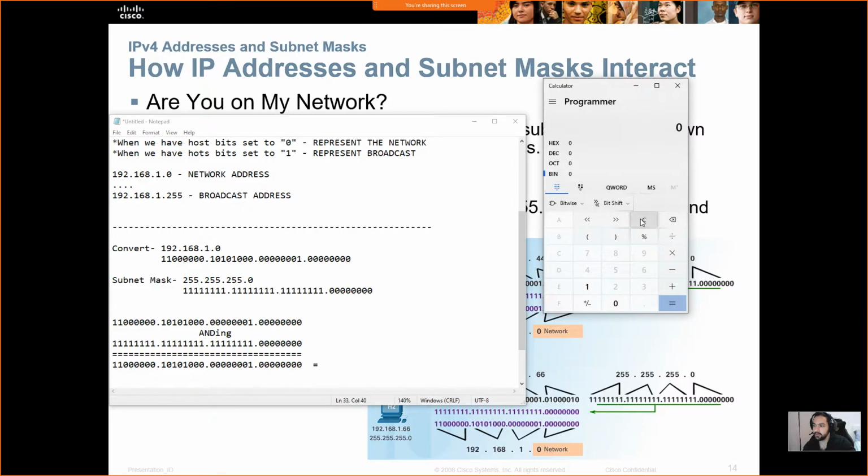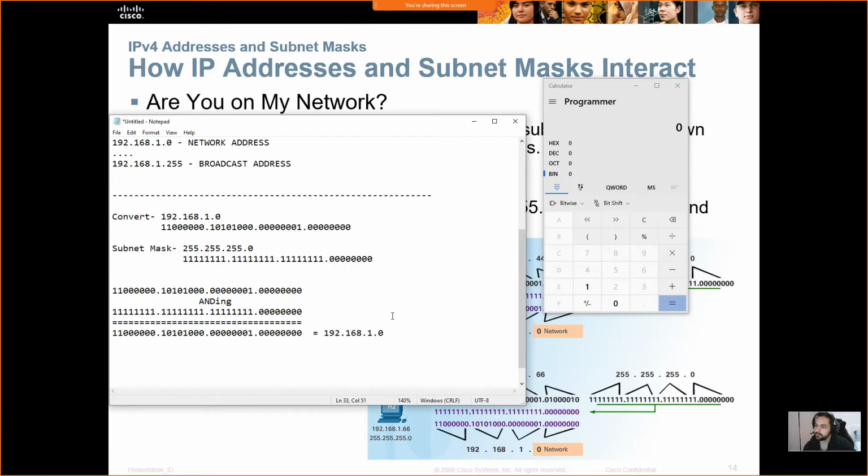If you convert this number back, what do you get, guys? 192.168.1.0. Yeah. If you put it in a calculator, you get this. Correct? So this is the network address. Okay? Is that all clear to everyone?